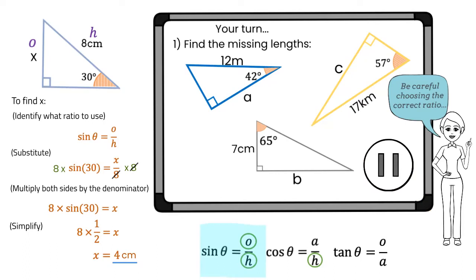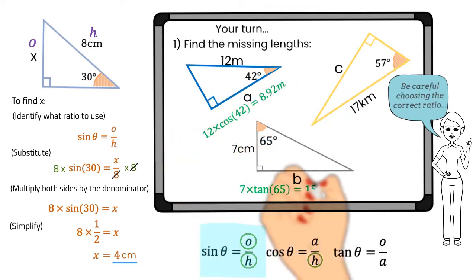Now it's time to see how you got on with that. I've included the final step in each of the answers so you can see where you went wrong, if you went wrong. So for A, you should have got 8.92 meters. For B, you should have got 15.0 centimeters. And for C, 14.3 kilometers. I've rounded my answers to 3 significant figures.